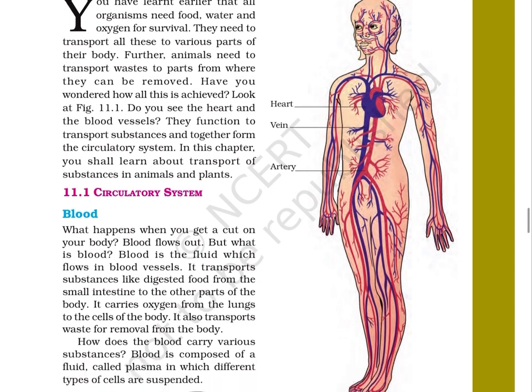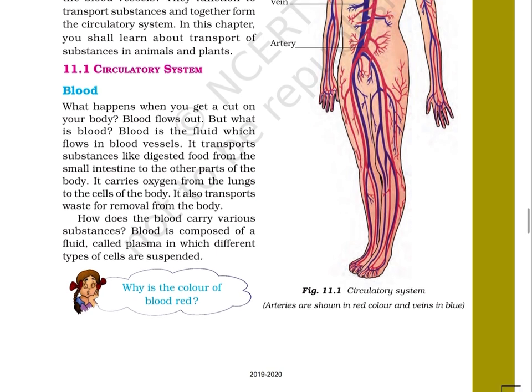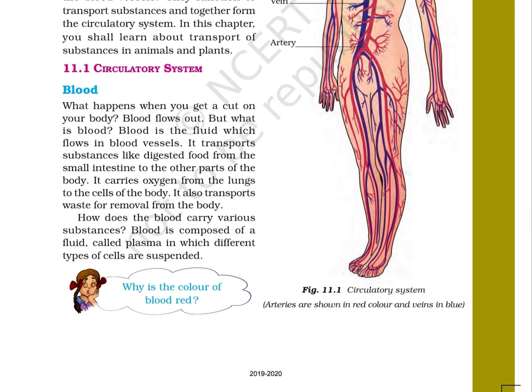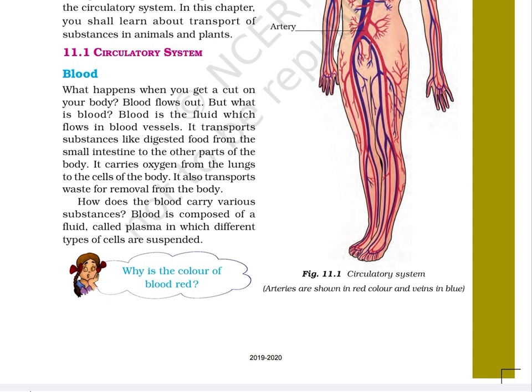11.1 Circulatory system. Blood. What happens when you get a cut on your body? Blood flows out. But what is blood? Blood is the fluid which flows in blood vessels. It transports substances like digested food from the small intestine to the other parts of the body. It carries oxygen from the lungs to the cells of the body. It also transports waste for removal from the body.